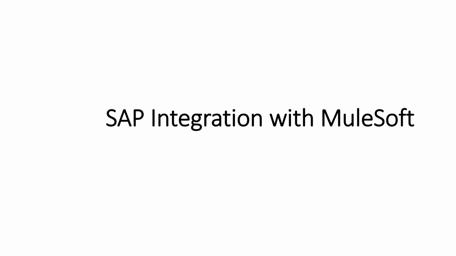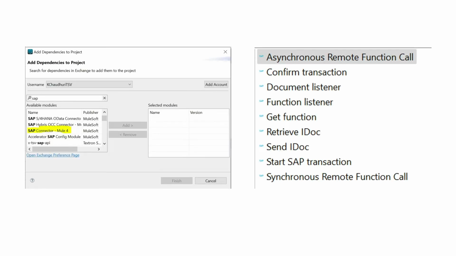You can download the SAP connector from Exchange. Once downloaded from Exchange, you will be able to find it in your Mule palette and view all 9 operations supported by the connector, that is, asynchronous remote function call, confirm transaction, document listener, function listener, get function, retrieve IDOC, send IDOC, start SAP transaction, synchronous remote function call.